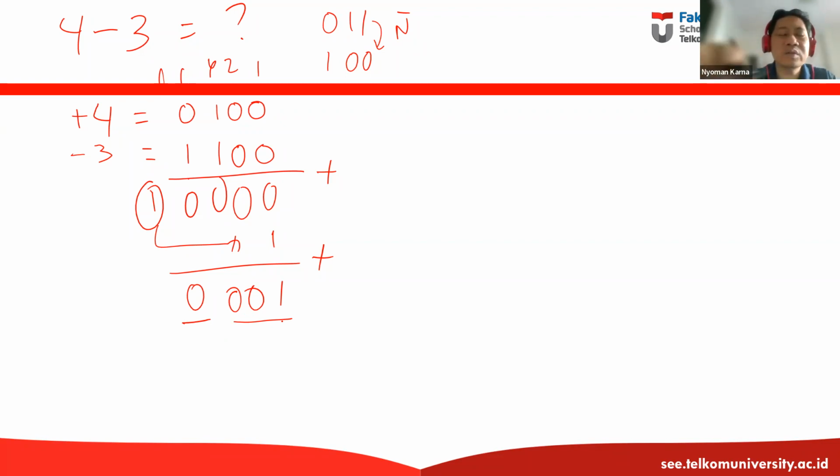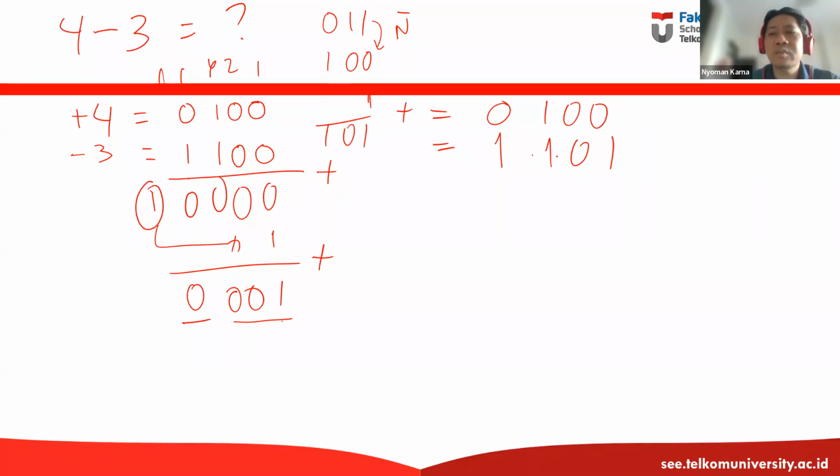Now, how about in 2's complement? In 2's complement, it will become 0, 1, 0, 0. This is positive 4. And then minus 3 will become 1, 1, 0, 1, because after the complement, we need to add 1 in here. Okay, we just need to add these two. 0 plus 1 is 1. 0 plus 0 is 0. 1 plus 1 is 1, 0. 1 plus 1 is 1, 0, 1.